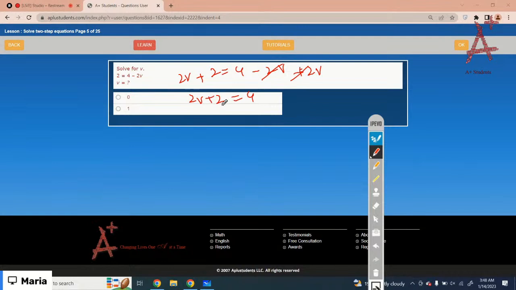Now subtract 2 both sides because 2 is adding to 2v. So when you subtract, 2 minus 2 makes 0 and you're left with 2v equals 4 minus 2, which is 2. Now divide both sides by 2, because the opposite, or inverse, of multiplication is division. So it would be v equals 1. Got it? The correct option is v equals 1.